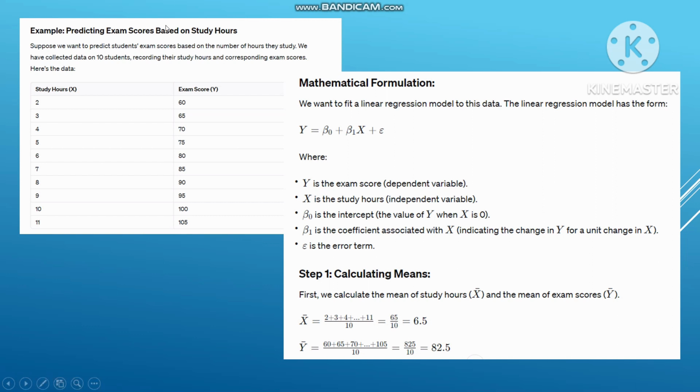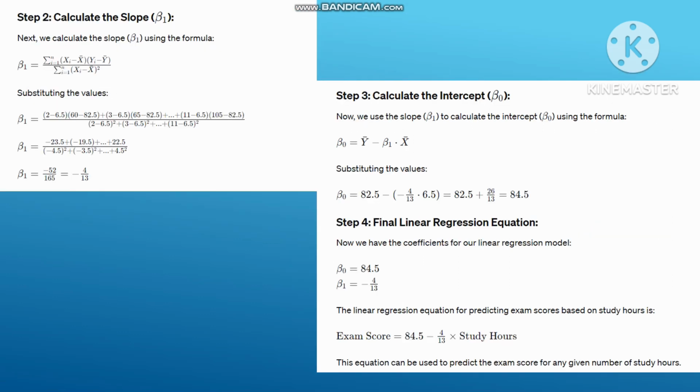Now we will simply use the formula. Here we need to calculate the value of beta naught and beta 1. In linear regression we already have the formula for that. The formula for the slope, that is beta 1, is the summation from i equals 1 to n of (xi minus x dash)(yi minus y dash), divided by the summation from i equals 1 to n of (xi minus x dash) whole square. Here x dash and y dash represent the means.